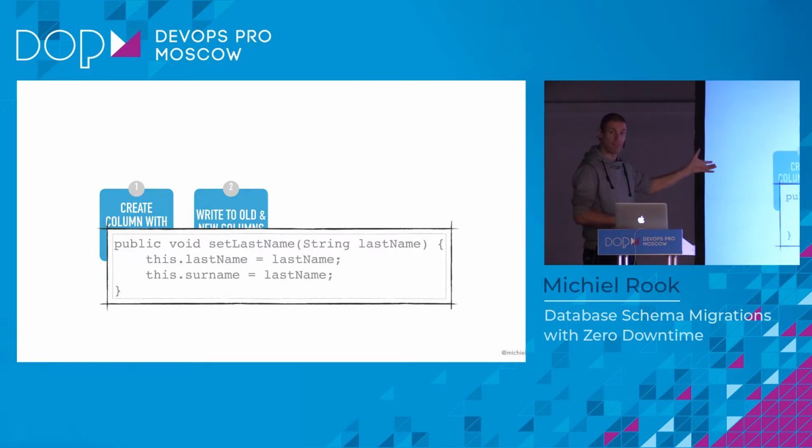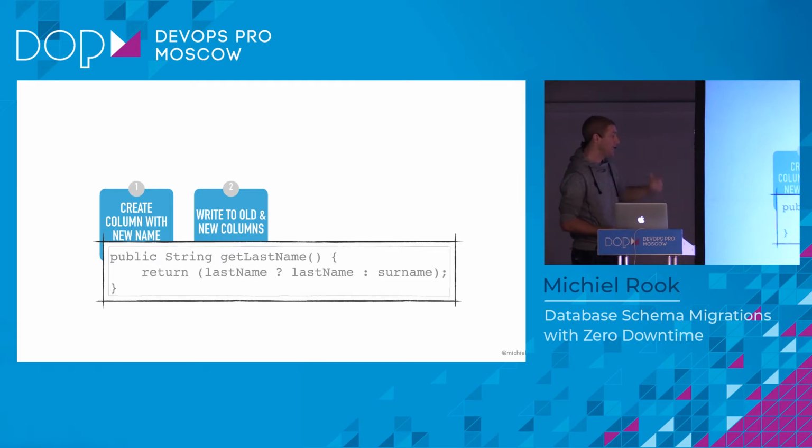From, for example, Java code, this could look like this. The moment you set last name, which is your new column, you also make sure to set surname as a fallback. And if you get last name, we first try the new column, but if that's still null, we revert back to the old column, surname.